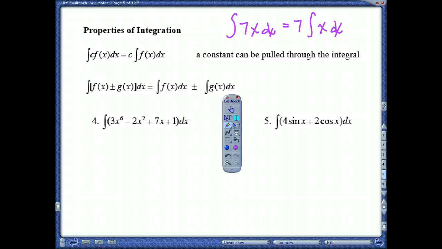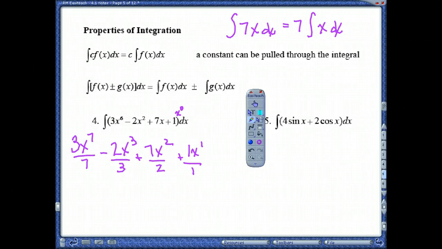You've got 3x to the 6 minus 2x squared plus 7x plus 1. We're integrating that. I would suggest you integrate and then simplify in your next step if you need to. So 3x to the 7th, we're adding 1 to the exponent, dividing by that same amount, minus 2 times x to the 3rd over 3 plus 7x squared over 2. It's really kind of easy if you think about it. Now, this last term was an x to the 0, so I would have 1x to the 1 divided by 1 plus our constant.